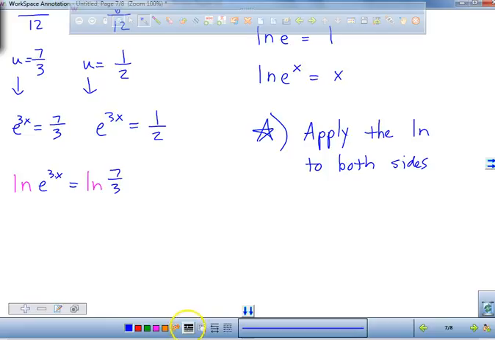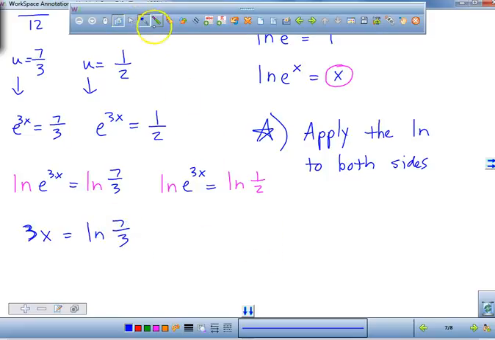That's one of those that you're going to see. The other one that you're going to see is the natural log of e to the power of 3x equals the natural log of 1/2. All right, now, everybody, what did I say the natural log of e to the x is always equal to? It's always equal to x. So what would the natural log of e to the 3x equal? It would equal 3x. Okay? So 3x equals the natural log of 7/3.